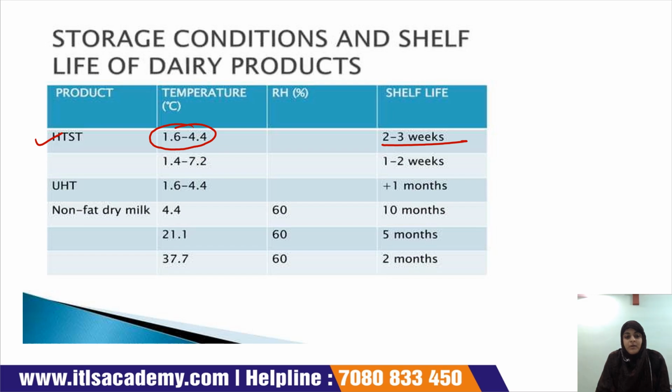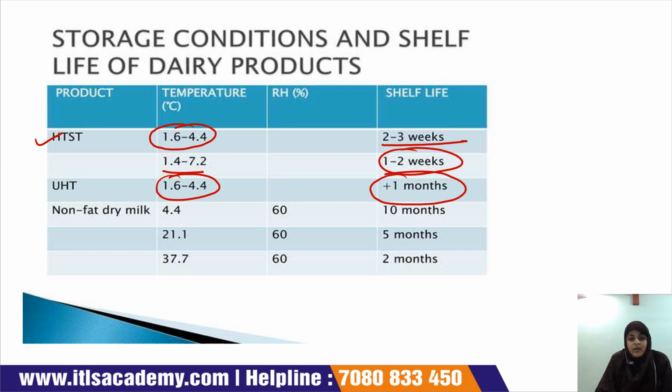If the temperature range is around 1.4 to 7.2 degrees Celsius, then the shelf life is 1 to 2 weeks. If it is a UHT product and the temperature range is around 1.6 to 4.4 degrees Celsius, then the shelf life is more than 1 month.